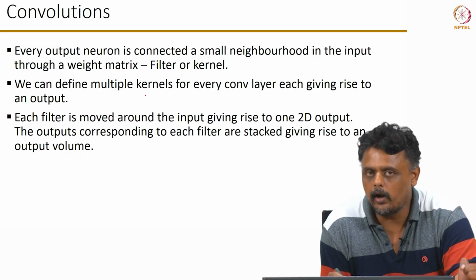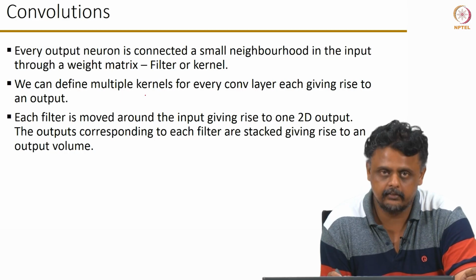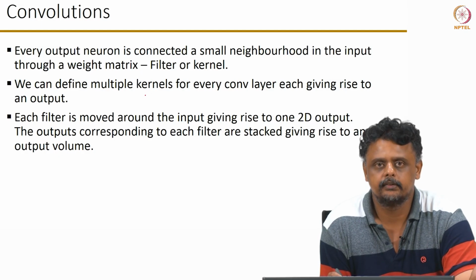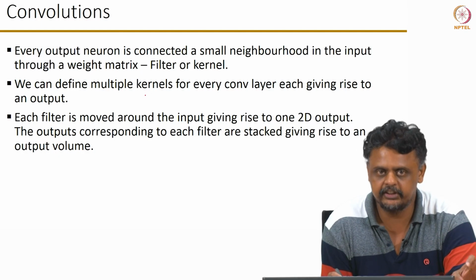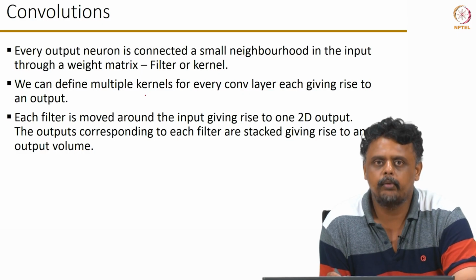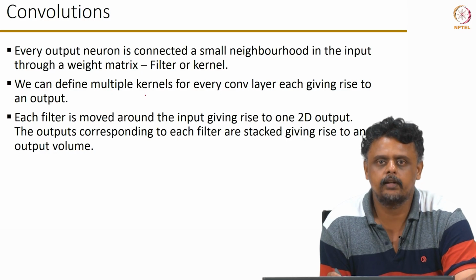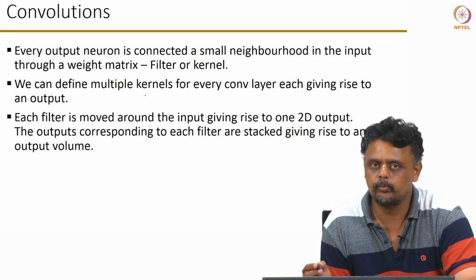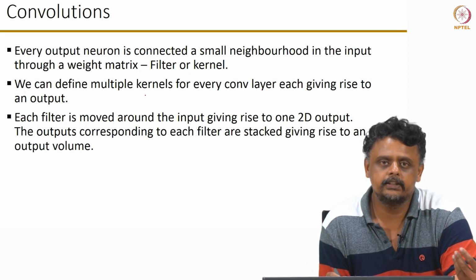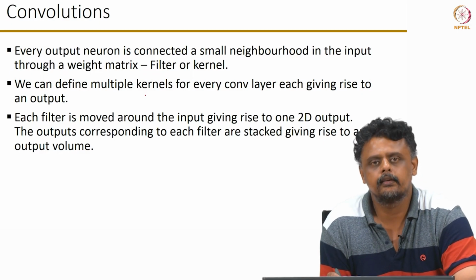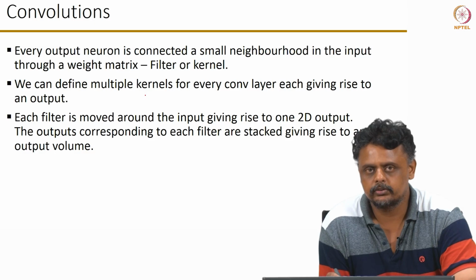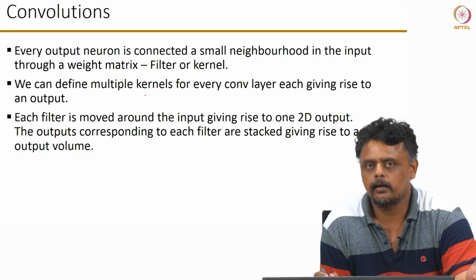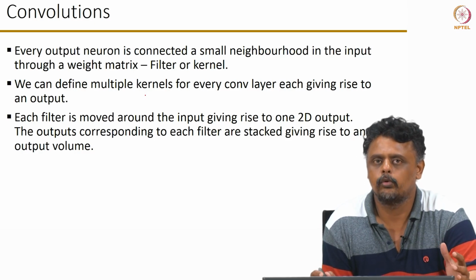The connection is through a weight matrix, which we call the filter or a kernel. For every convolution layer, we can define multiple filter kernels. The way it works is that we move the filter kernel around the image, and at every position we multiply with the underlying pixel values and add them up. It is a sum of products, which gives rise to a corresponding output. Since we can define multiple filters in every layer, we can stack the outputs of each of the filters obtained by applying them to the input, giving rise to another volume of hidden neurons.